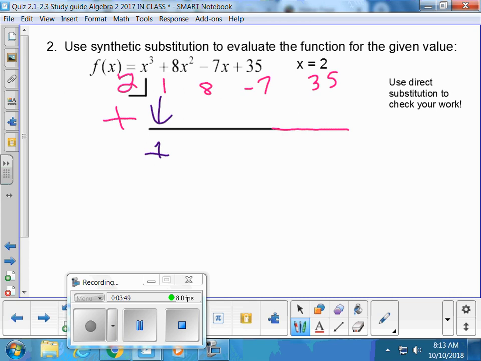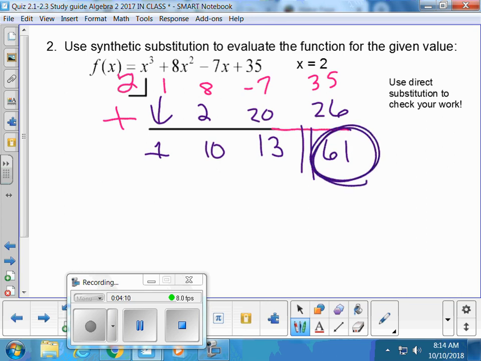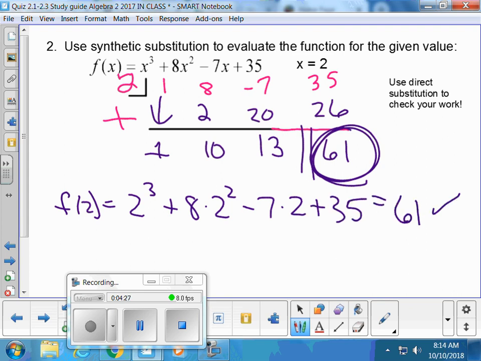Alright, 1 times 2 equals 2, and then we're going to add straight down. 8 plus 2 equals 10. 10 times 2 equals 20, and then we're going to add straight down. -7 plus 20 is 13. 13 times 2 is 26, and then I'm going to add straight down and get 61, and that's the number you'll circle. Now I did mention use direct substitution to check. It gives you practice with direct substitution, but it also allows you to check your answer. So you just basically are finding f of 2. You're putting a 2 in everywhere you see an x. And I would just utilize my calculator at that point and verify that you get 61. But it does check out. It works.